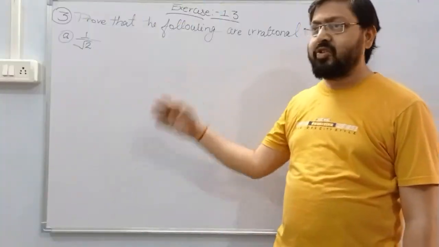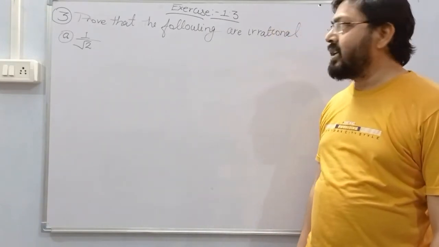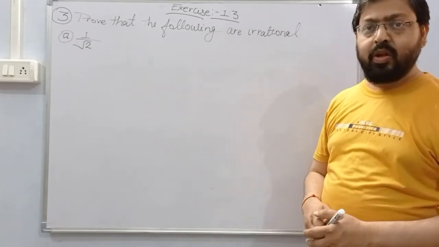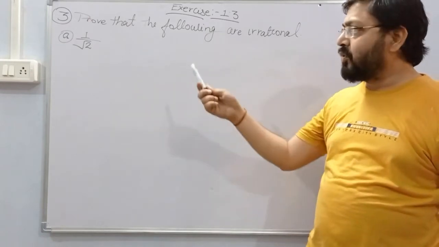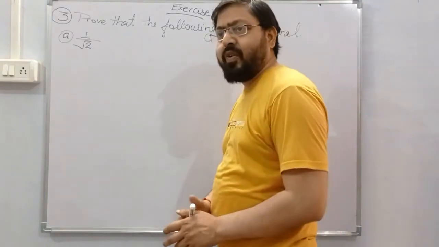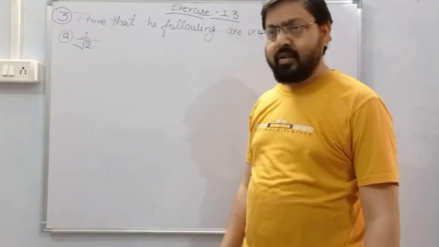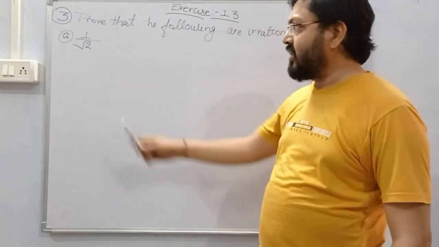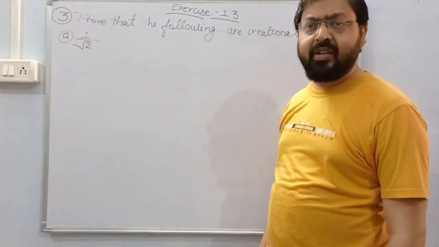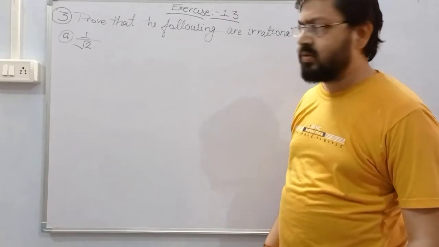Come to question number 3. Prove that the following are irrational. Part one: 1 upon root 2. I have to prove this as irrational. First of all, I assume this number as rational. If this is rational, I write it in the form of a upon b, where b is not equal to 0.